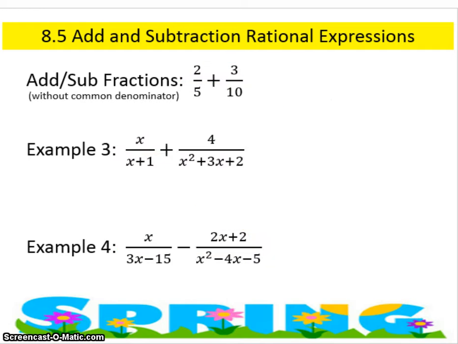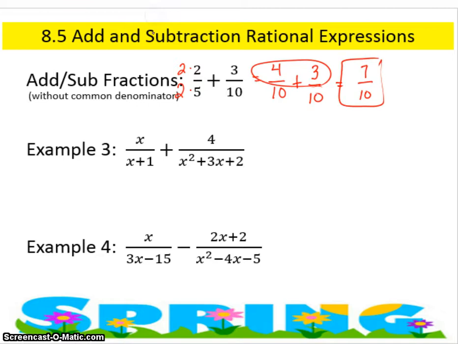Okay, now let's look at them without common denominators. Starting with the basic fraction. What do you do if you don't have a common denominator? Well, we need to multiply this one by 2, and we need to multiply this one by 2 so that they are common denominators. And so we have 4 over 10 plus 3 over 10. Once we get a common denominator, we add the top and leave the bottom. 7 over 10. Done.